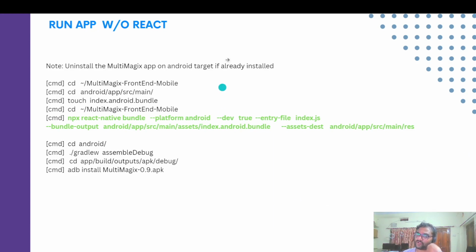So this is a second option: how to build an app without React, in a sense. You just use this adb install Multimagics command. This way you don't need the React command dependency. This is one more way to flash your debug APK onto the mobile screen.